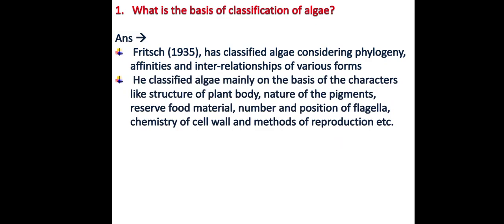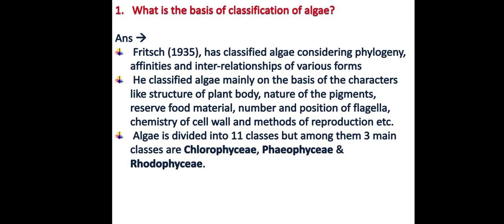He classified algae mainly on the basis of characters like structure of plant body, nature of the pigments, reserve food material, number and position of flagella, chemistry of cell wall, and methods of reproduction. Algae is divided into 11 classes, but among them, three main classes are Chlorophyceae, Phaeophyceae, and Rhodophyceae.